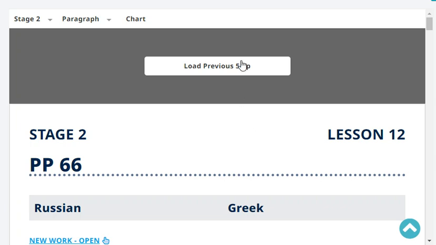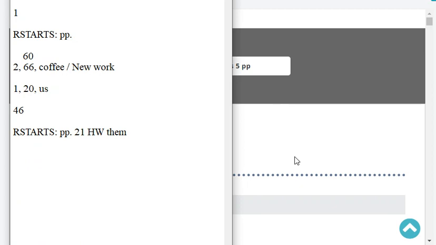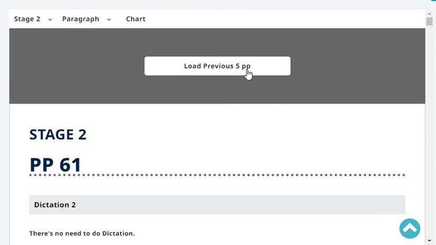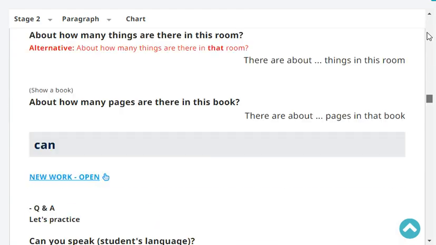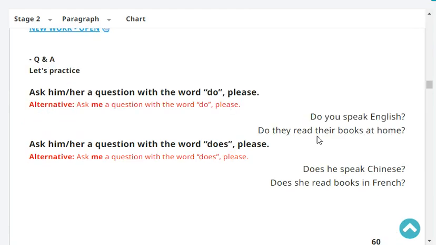Our progress report says we ended up at stage 2, paragraph page 66. Last headword was coffee, new word type of lesson. Okay, so let's start with revision. Let me just scroll down. Okay, ready? Here we go.